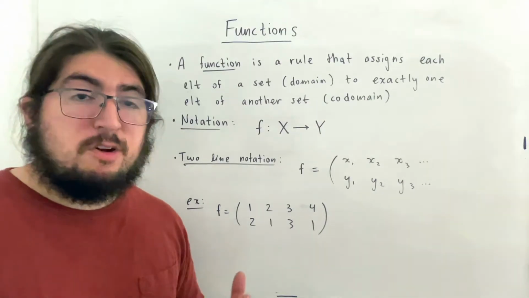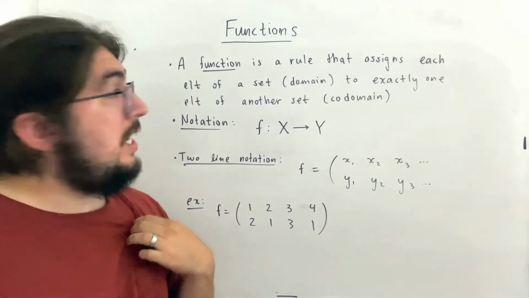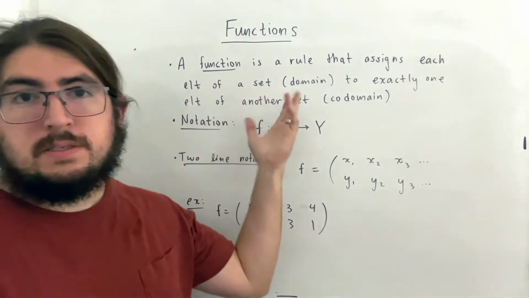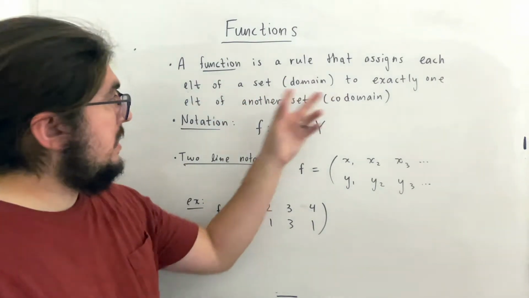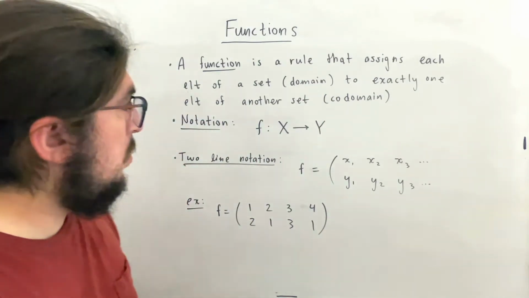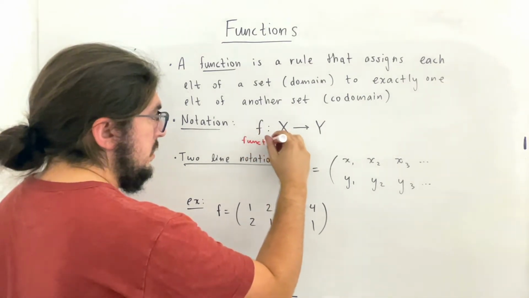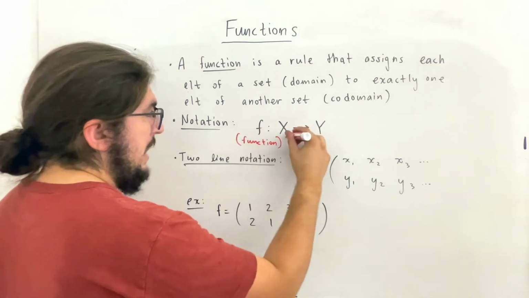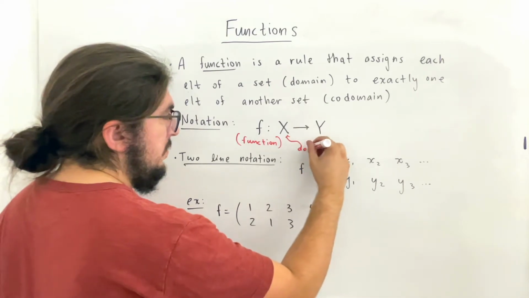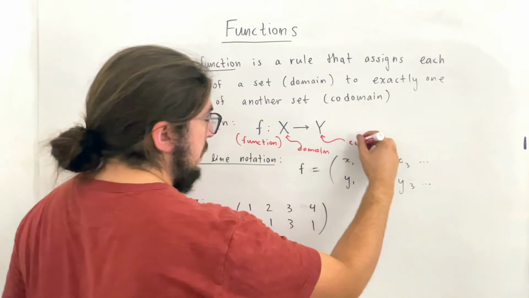Hello everyone, in this video we'll be discussing functions. To get started, I want to say a function is a rule that assigns each element of a set, which is the domain of the function, to exactly one element of another set called the codomain. The notation we'll be using is that f describes our function, so this is our rule, that takes a number or element from our domain, x, and assigns it to exactly one number of our codomain.